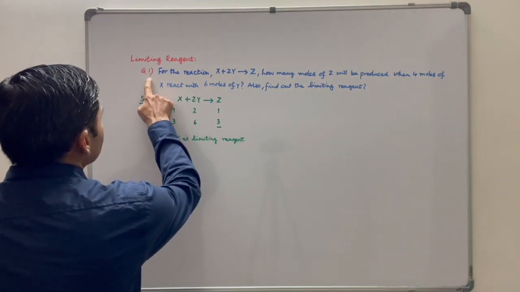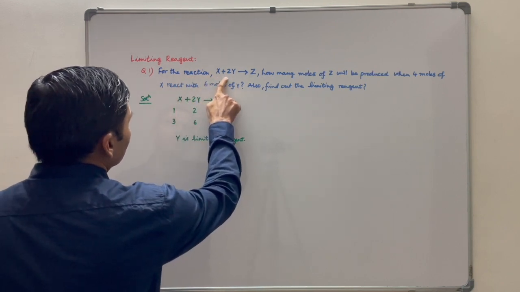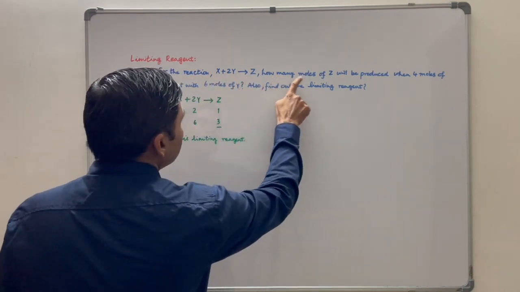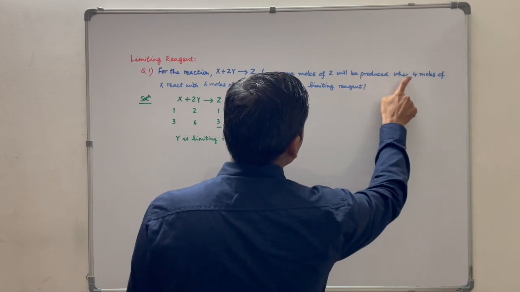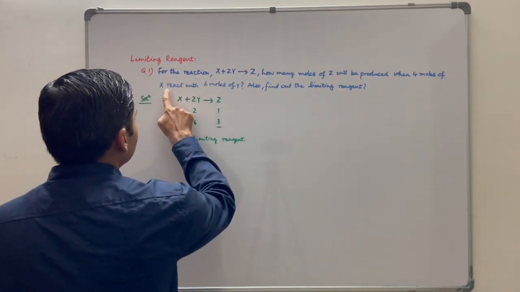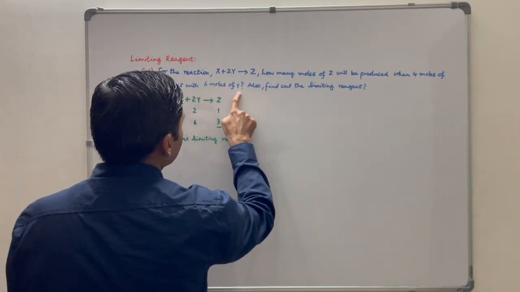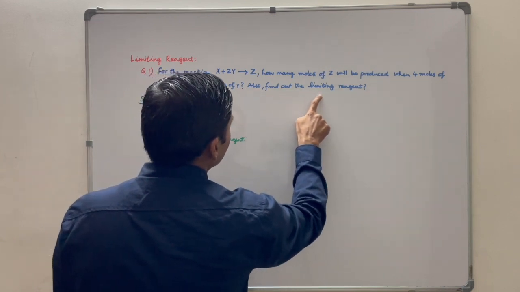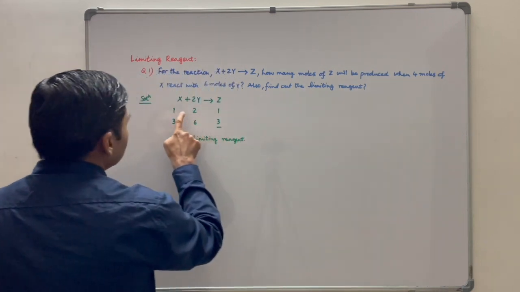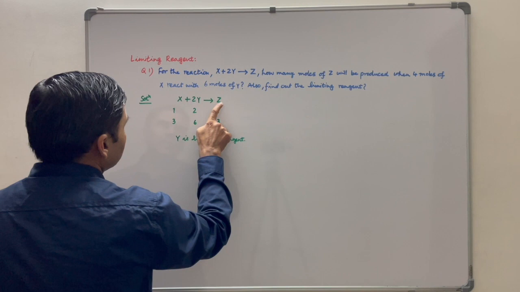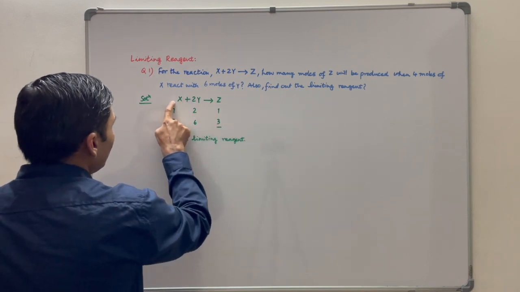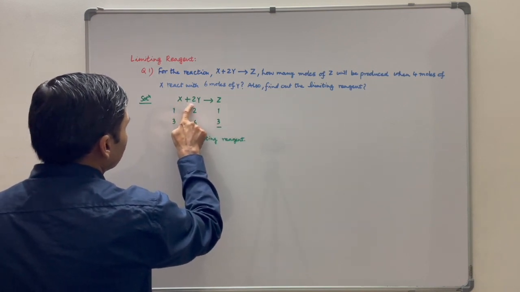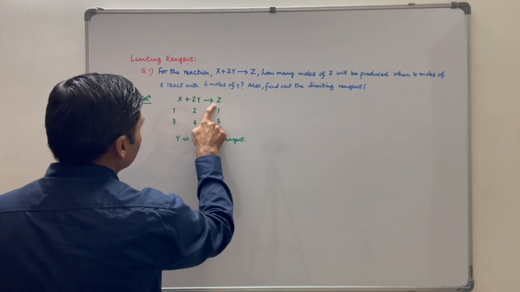Let us see this question. For the reaction x plus 2y makes z, how many moles of z will be produced when 4 moles of x react with 6 moles of y? Also, find out the limiting reagent. It is given as x plus 2y makes z. It means 1 mole of x reacts with 2 moles of y to produce 1 mole of z.